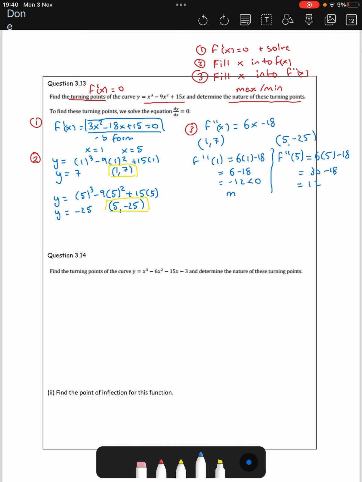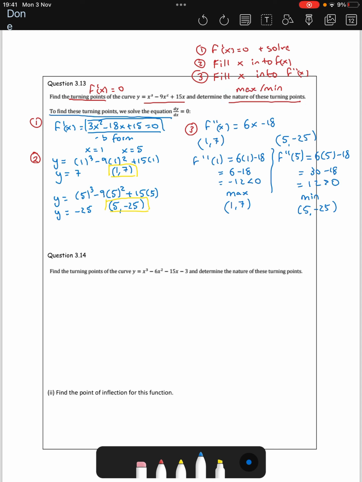Less than 0 means that we have a maximum point, and the maximum point is at 1, 7. Here, because my 12 is greater than 0, that tells me I have a minimum point, and the minimum point is at 5 and minus 25. So that is determining the natures of those.